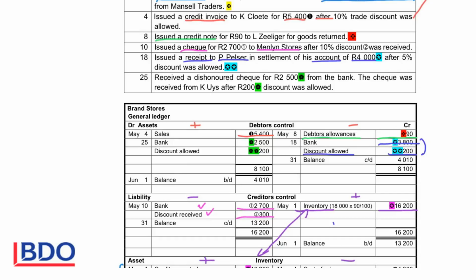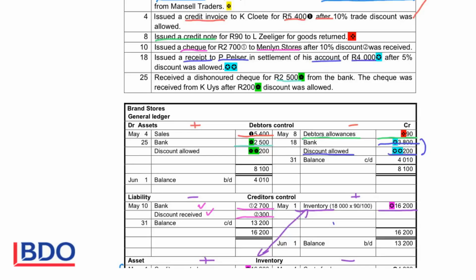Received a dishonored cheque for 2,500 from the bank. This cheque was received from Carriage after a 200 Rand discount was allowed. The dishonored cheque was for 2,500. That means the amount on the cheque is 2,500. The bank returned this cheque. They didn't pay out the money, so that means that the debtor owes us this money again, and we will increase the debtor on the debit side with 2,500.